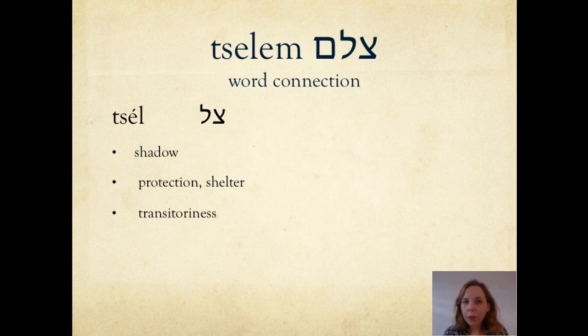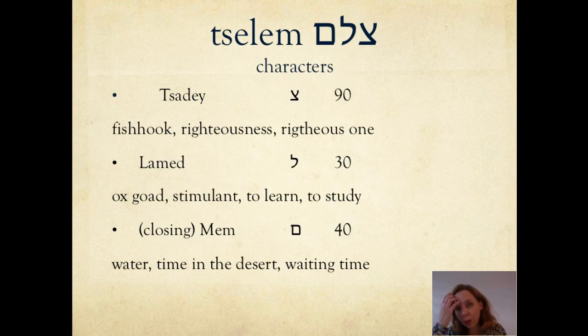Well, when we look at the first two letters of Tselem, we have the word tsel. And tsel means shadow, or protection, shelter, or transitoriness. We will also be focusing a bit on the second meaning, protection or shelter. Tselem has three letters in Hebrew, and all letters have their own special meaning. They're like characters.